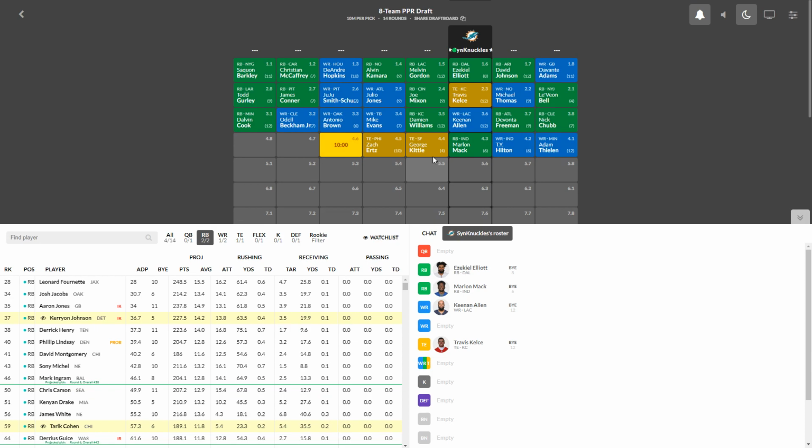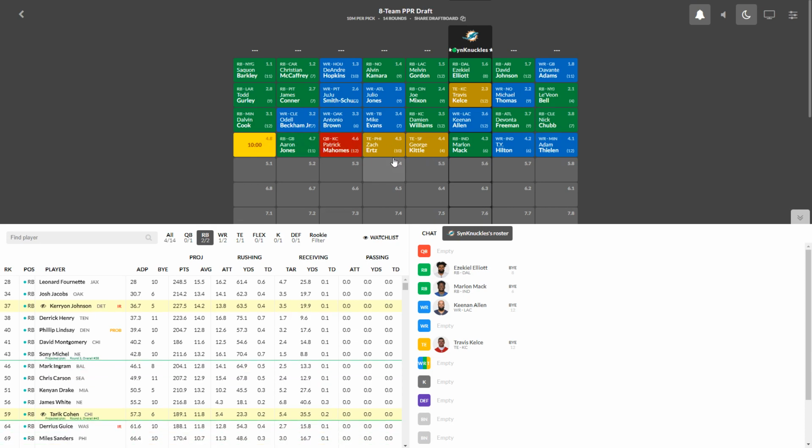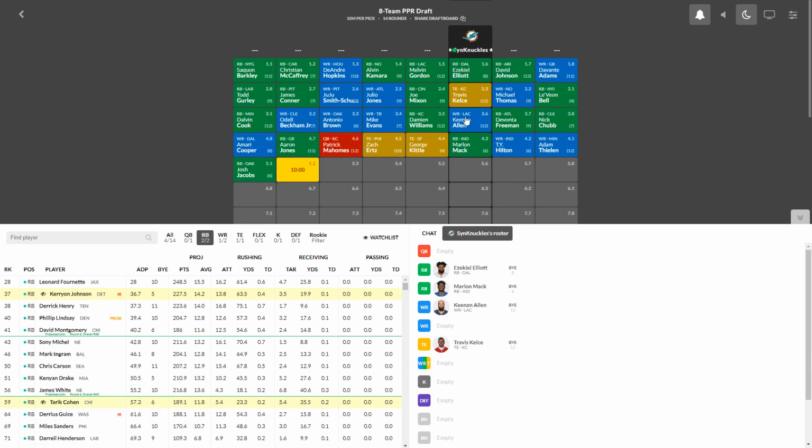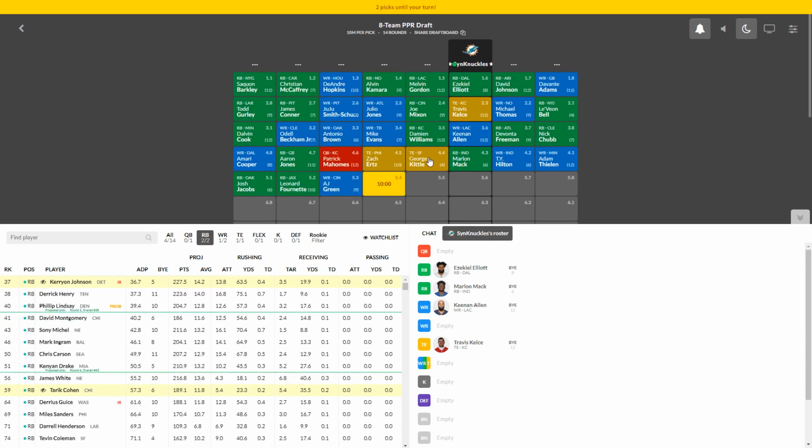We pick Marlon Mack, Kittle, Ertz. See, they all go right next to each other. But if we were to have waited, I guarantee you he would have been picked there. So after we pick Marlon Mack, Kittle, Zach Ertz, Patty Mahomes, like I said, in 8-team leagues, quarterback is more important. Aaron Jones, Amari Cooper, Josh Jacobs, Leonard Fournette, AJ Green, Stefon Diggs, Julian Edelman, and Kerryon falls right to us.